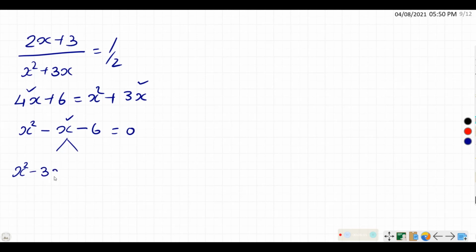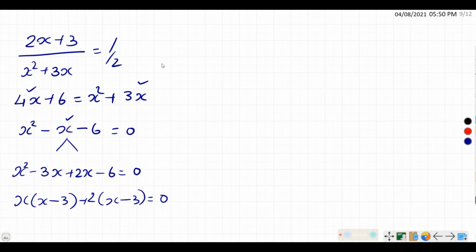That is x square minus x minus 6, equal to 0. Since 3 times 2 is 6, 3 and 2 will solve the problem. That means x into x minus 3 plus 2 into x minus 3 is equal to 0. So either x plus 2 must be 0 or x minus 3 must be 0.